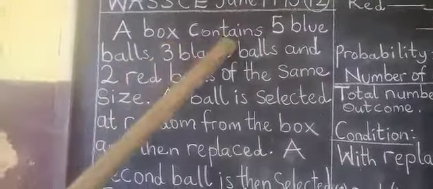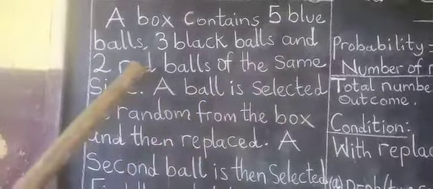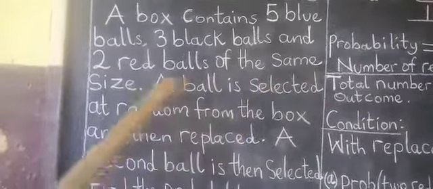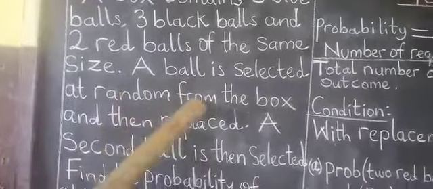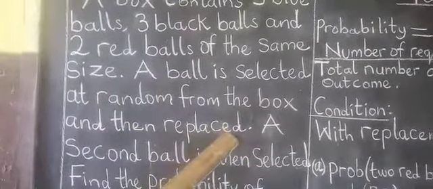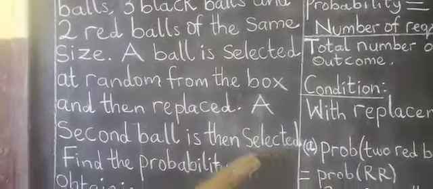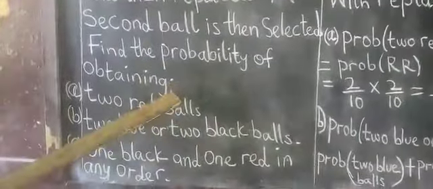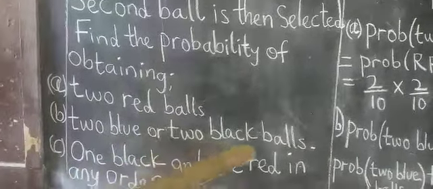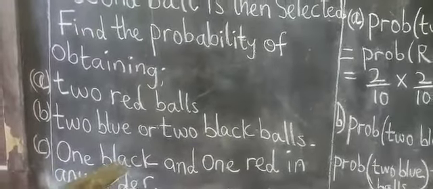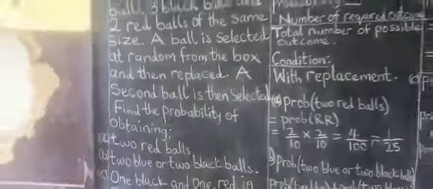A box contains 5 blue balls, 3 black balls, and 2 red balls of the same size. A ball is selected at random from the box and then replaced. A second ball is then selected. Find the probability of obtaining A, 2 red balls, B, 2 blue or 2 black balls, C, 1 black and 1 red in any order. Now to the solution.